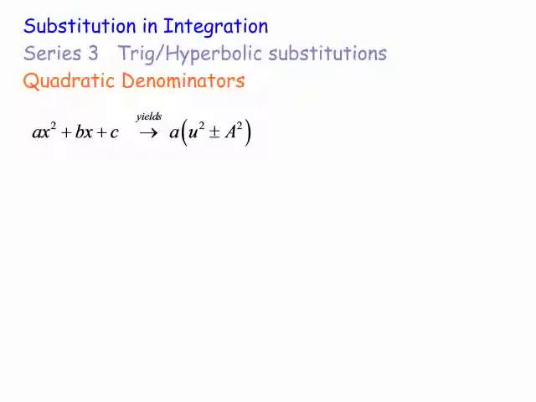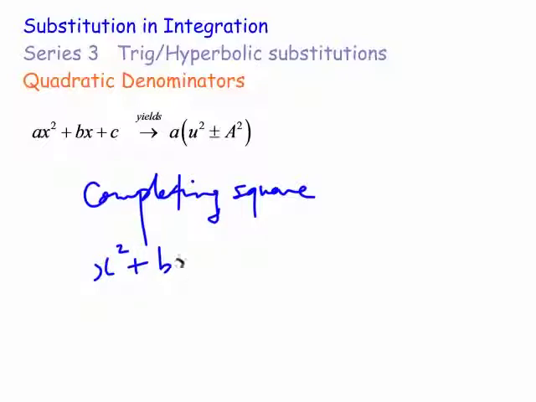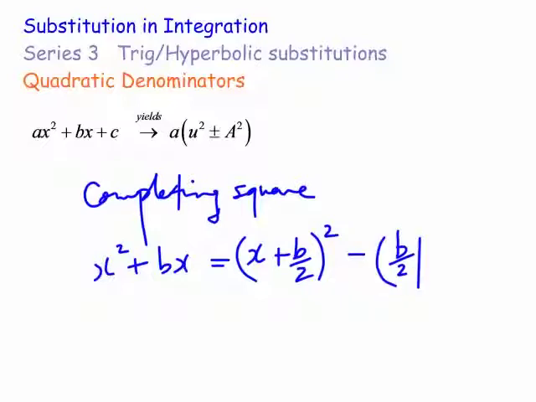You might remember how to complete the square. If it's x squared plus bx, just remember it's always equal to x plus half the coefficient, so x plus b on 2, all squared, and then you always have to subtract off b on 2 all squared.